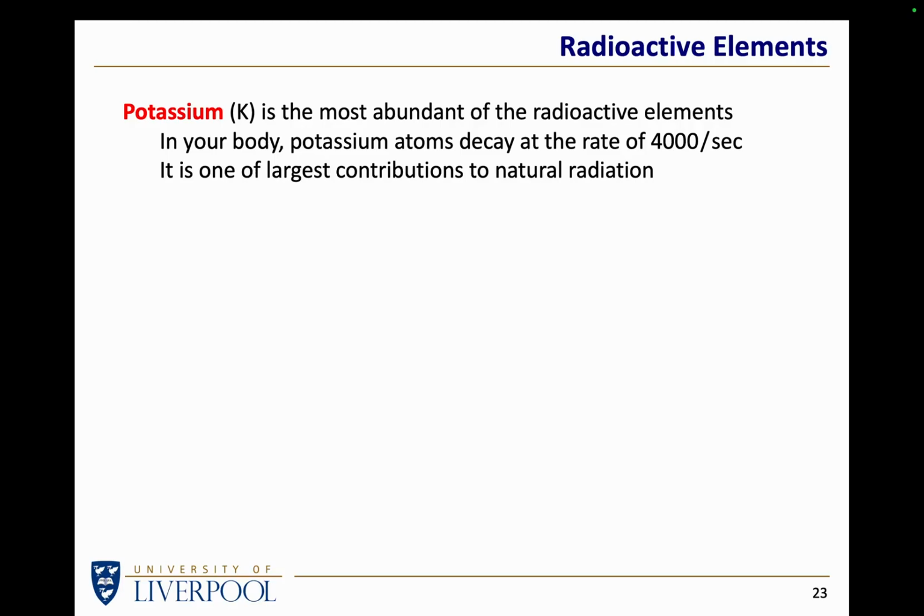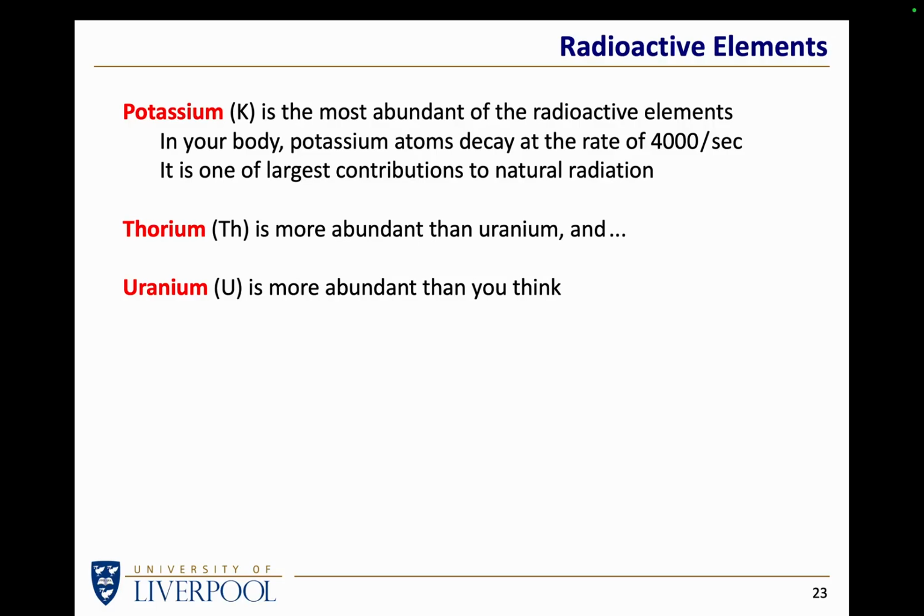It's one of the largest contributions to natural radiation. 2 other elements that I'm going to mention. Thorium is more abundant than uranium, and uranium is probably more abundant than you think. You might assume that uranium, which is at the tail end of the periodic table and obviously is used in either reactors or bombs or whatever, surely that must be very rare, otherwise there would be far more of it around. Well, actually, it's much more abundant than you think.